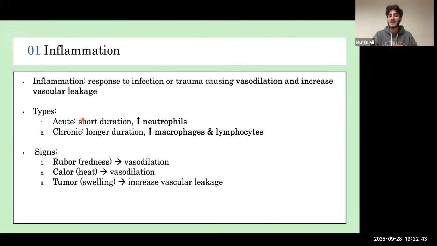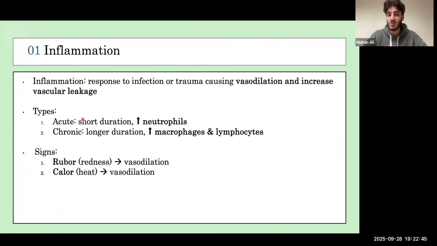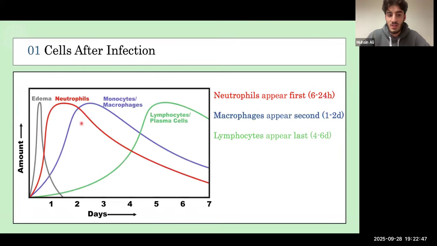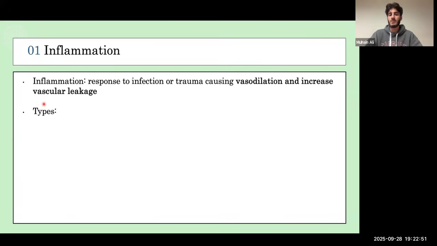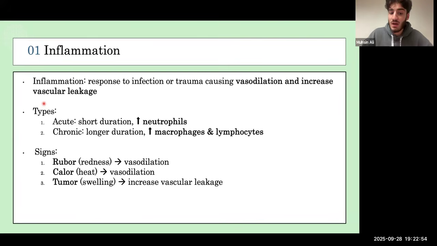The third sign is tumor, or swelling, which is the edema that we saw over here, by the way. If any of you noticed, we first have edema and then these neutrophils. This edema is the swelling, right? And the swelling is caused by your increased vascular leakage. Now, what does this mean?